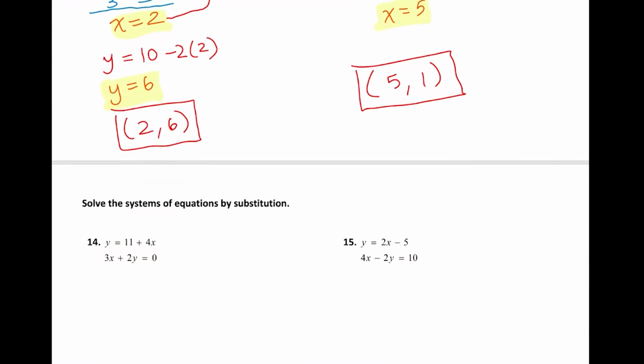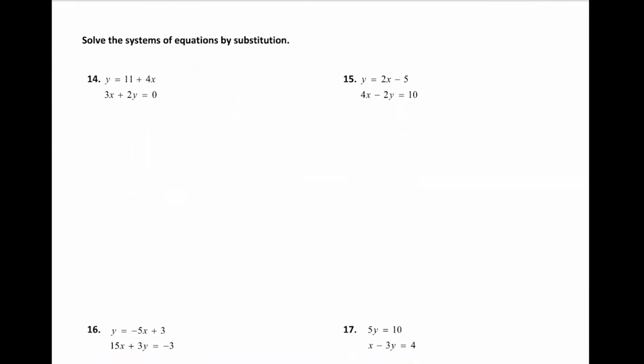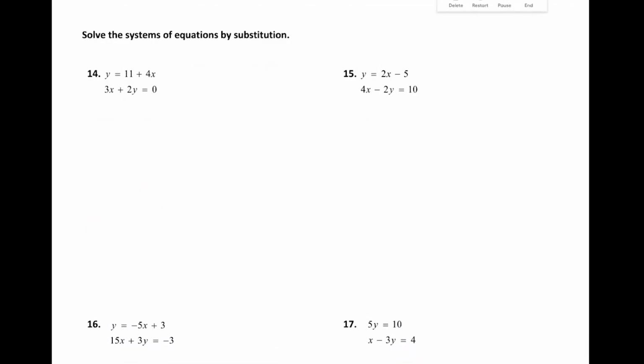Okay, we've got just a few more examples here for you. Number 14 has y equals 11 plus 4x and 3x plus 2y equals 0. Notice how on the first equation, we've got the y isolated. So that's the one that we're going to start with. We're going to take that 11 plus 4x and substitute it into y for the second equation.